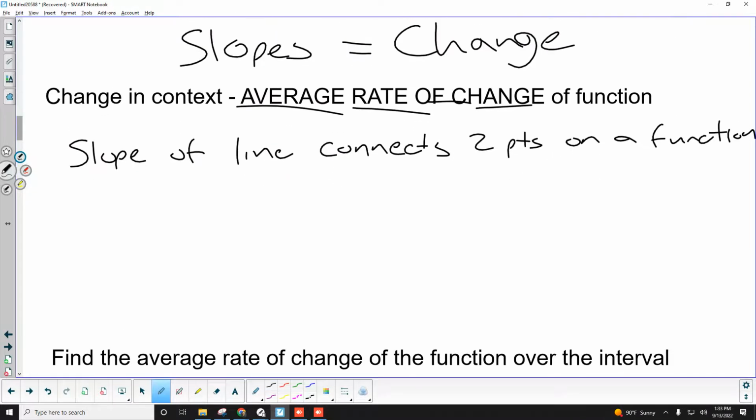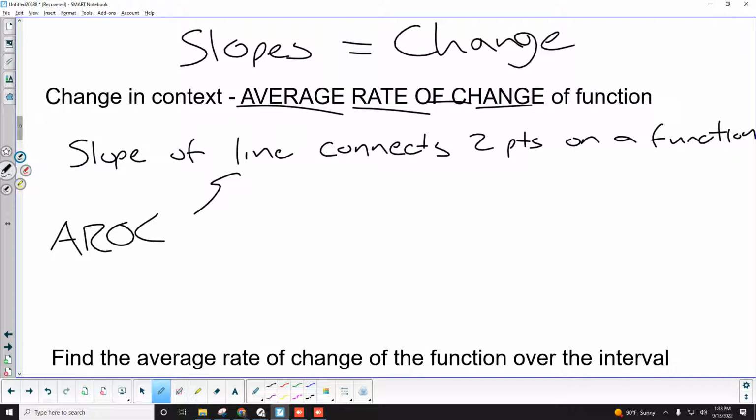Now I will use for shorthand AROC. AROC, average rate of change. Okay? Average rate of change, slope of the line that connects 2 points on a function. And I'm actually going to call that something else in a little bit, because I don't want to say, find the slope of the line that connects the 2 points. It takes too long. So I'm going to change that up in a little bit, give you a little shorthand thing.